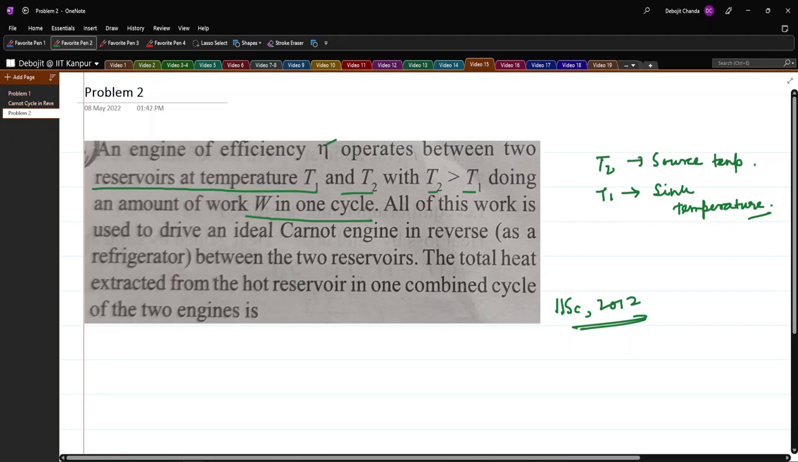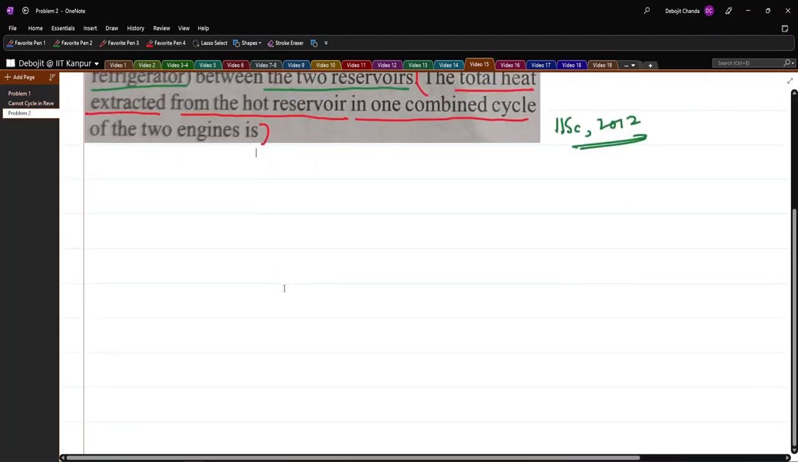Okay, so the next part of the problem states that all of this work is used to drive an ideal Carnot engine in reverse as a refrigerator. So the first engine, that is a heat engine, is doing some work, which is the amount W given here, and that work is used to drive a heat engine working in the reverse direction, and they are working between the same reservoirs. So the question is to find the total heat extracted from the hot reservoir in one combined cycle of the two engines.